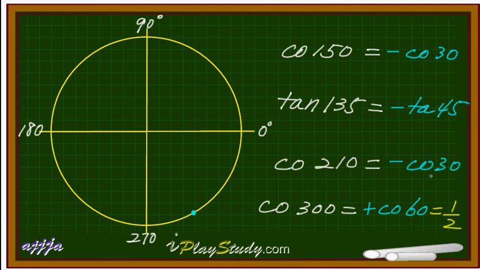Easy one first. How about cosine 30? That means negative. So negative square root 3 over 2. That's it. What about tangent 45? Tangent 45 is 1, so that means negative 1. Very simple. What about this one? Cosine 30 is square root 3 over 2, right? Same as this one. 210 and 150 are the same. So that means negative square root 3 over 2. That's it.